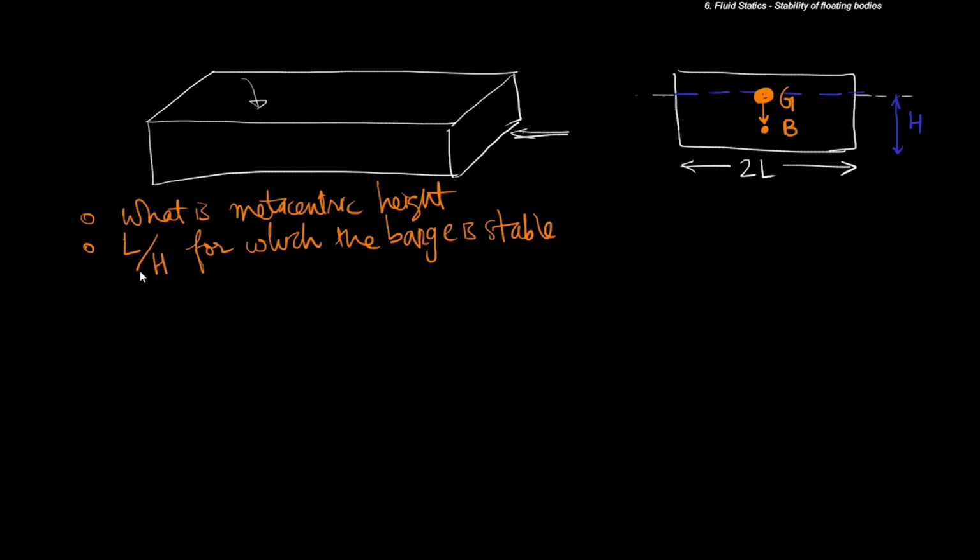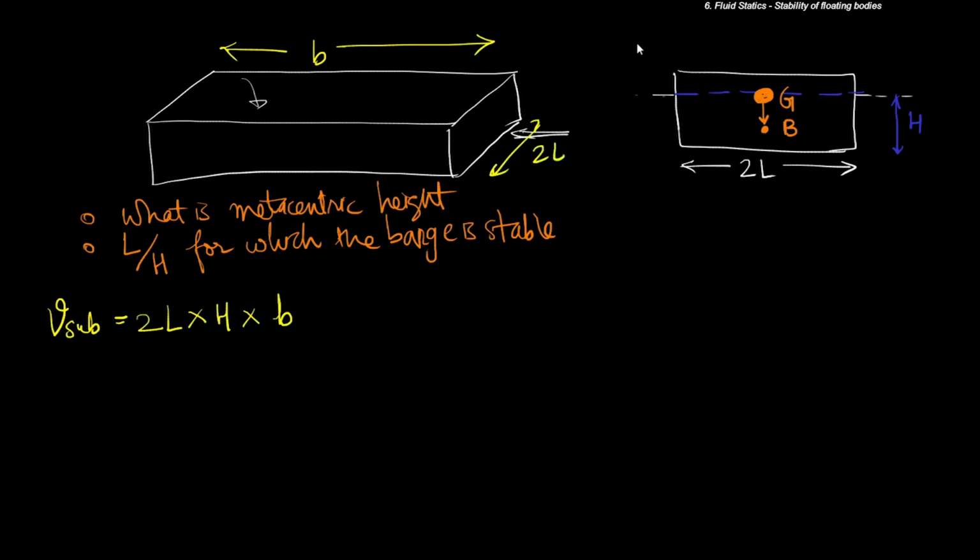First of all, what is the V submerged? That is equal to 2L times the height times the width into the paper. Let's say the width into the paper is B. Obviously this is 2L, and if this is the level of the water, this particular height is H. So this is the submerged volume.